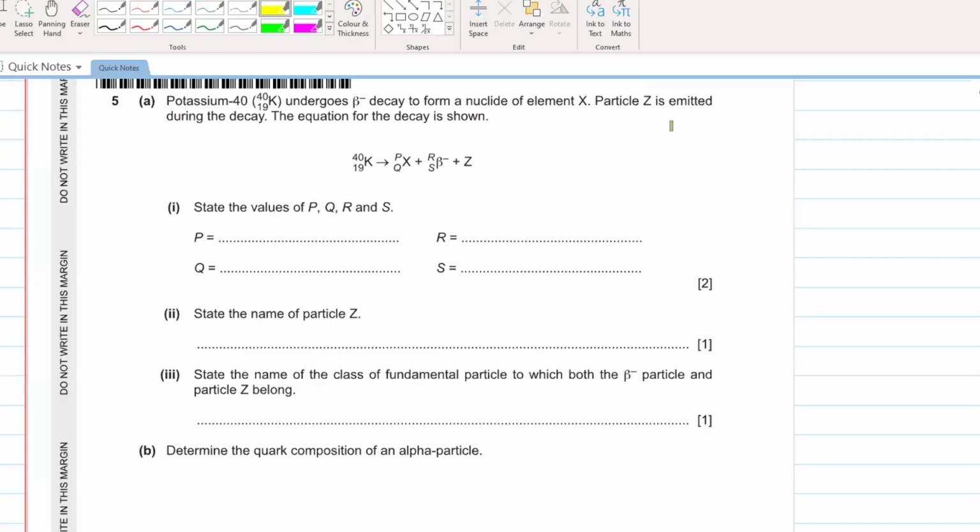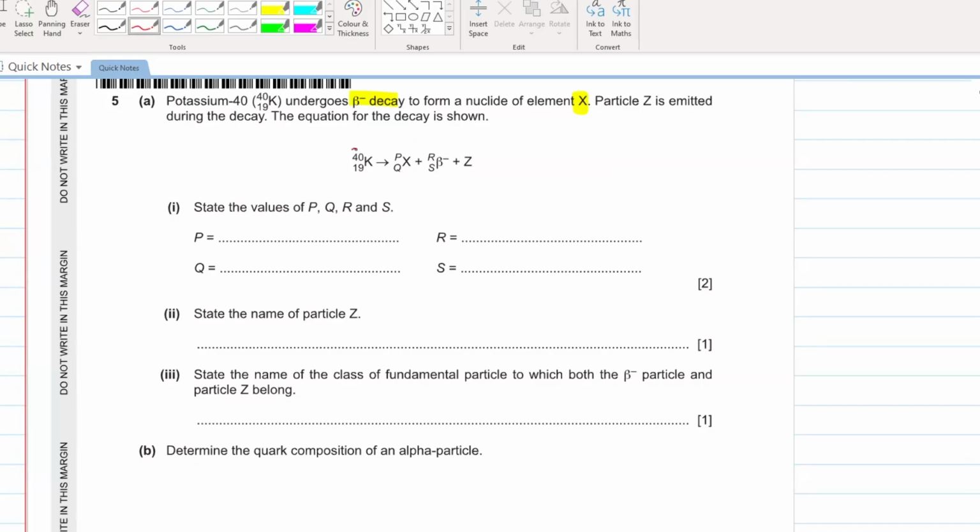Potassium-40 (19K) undergoes beta negative decay to form a nuclide of element X. Okay, so potassium-40 is undergoing a beta negative decay to form a nuclide of element X. Particle Z is emitted during the decay. The equation for the decay is shown. Which decay is this? This is the beta negative decay.